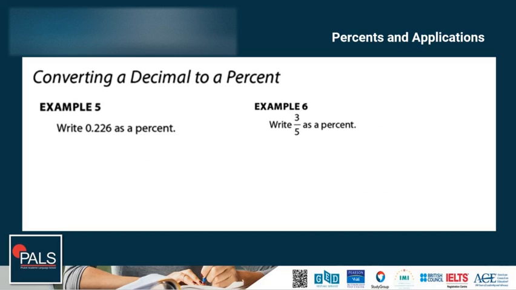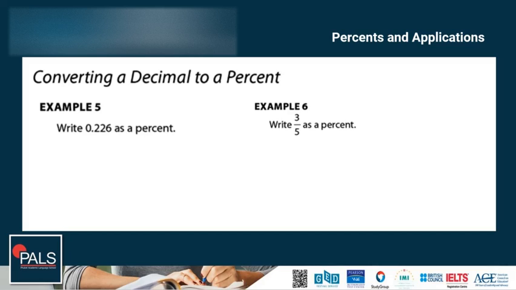Let's continue with converting a decimal to a percent. Going in the other direction, a decimal can be written as a percent by moving the decimal point 2 places to the right. This has the same effect as multiplying by 100. Since any fraction can also be quickly written as a decimal, this also allows you to convert fractions to percents as well.